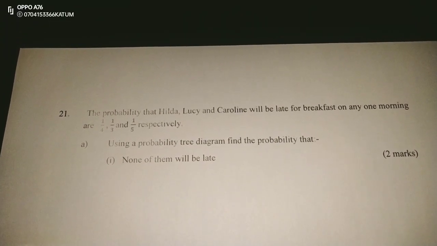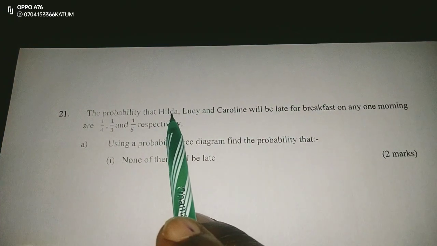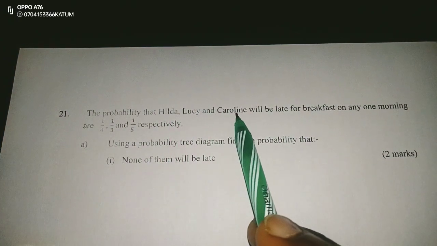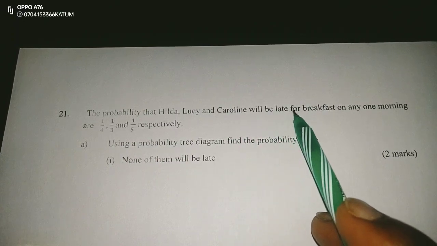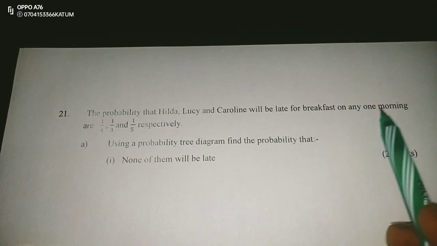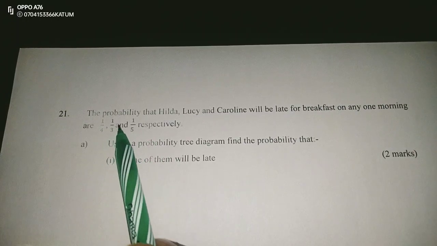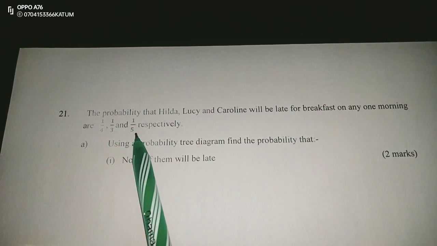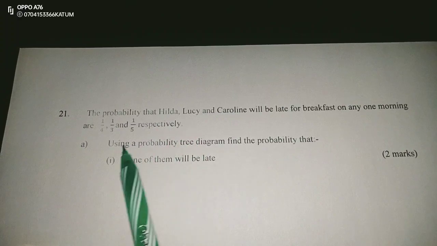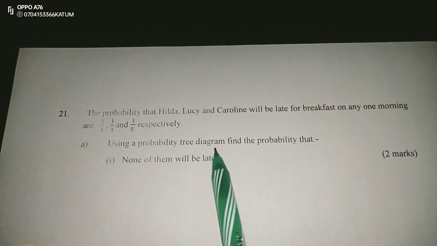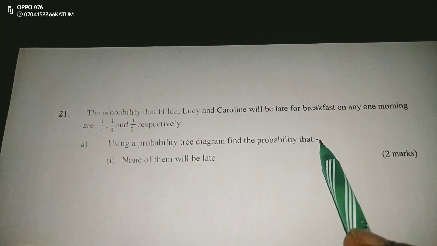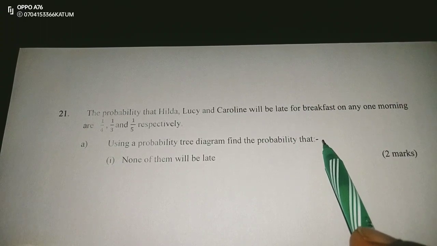We're going to discuss probability number 21. The probabilities that Hilda, Lucy, and Caroline will be late for breakfast on any one morning are a quarter, a third, and a fifth, respectively. Using a probability tree diagram, find the probability that.